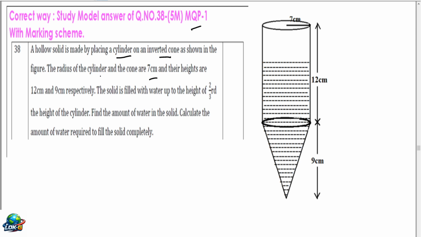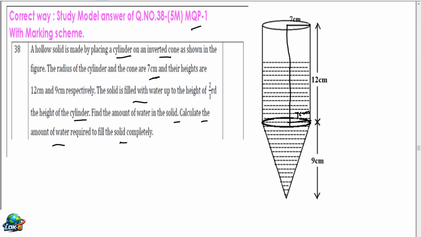The radius of the cylinder and the cone are 7 centimeter. Radius is also 7 centimeter. You can observe this one is here, and this one is the solid. Heights are 12 centimeter for the cylinder and 9 centimeter for the cone respectively, and both of them have the same base radius, 7 centimeter. The solid is filled with water up to 2/3 of the height of the cylinder, no problem. Find the amount of water in the solid.